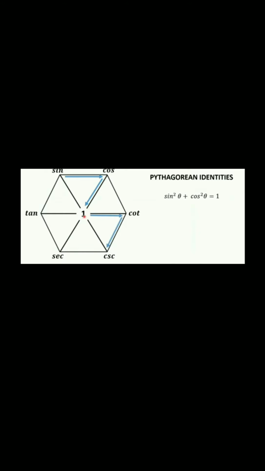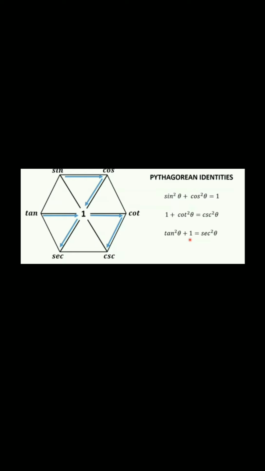Second, 1 going to cotangent and going to cosecant. So this is the identity: 1 plus cotangent squared theta equals cosecant squared theta. Lastly, from tangent going to 1 and going to secant: tangent squared theta plus 1 equals secant squared theta.